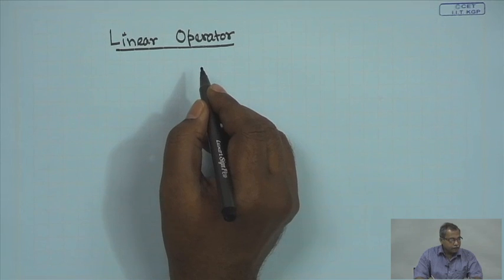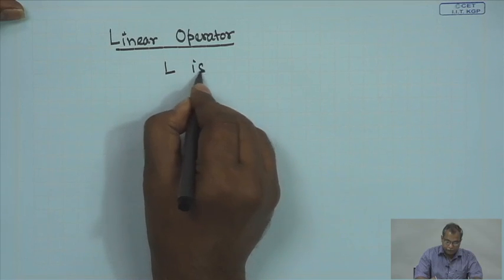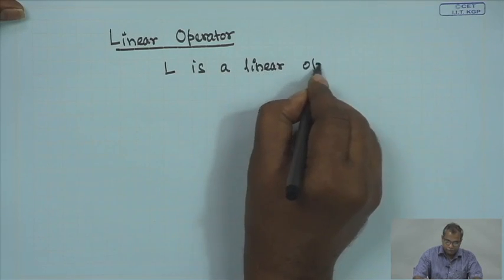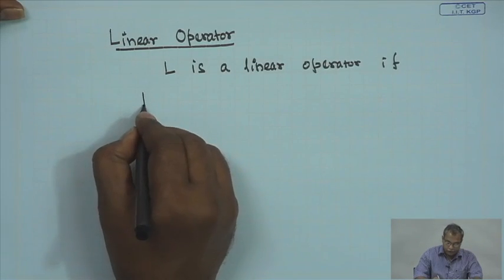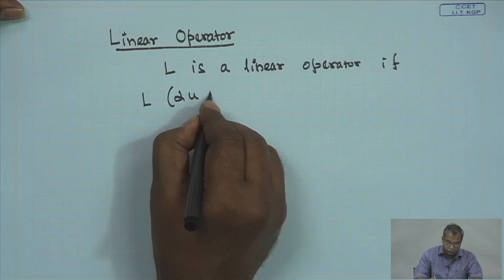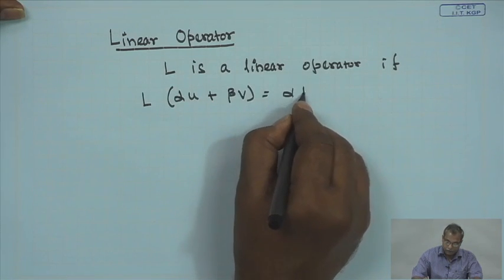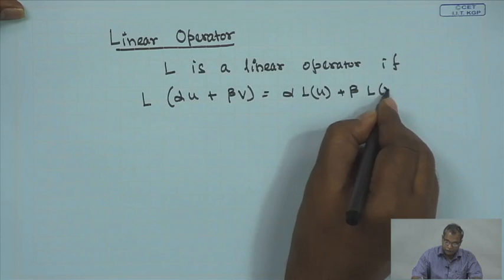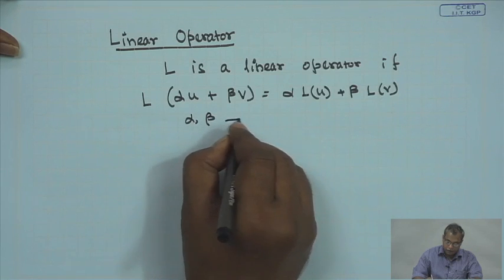This is very important. The linear operator is the operator L. L is a linear operator if L of alpha u plus beta v is equal to alpha L u plus beta L v, where alpha, beta are two constants.